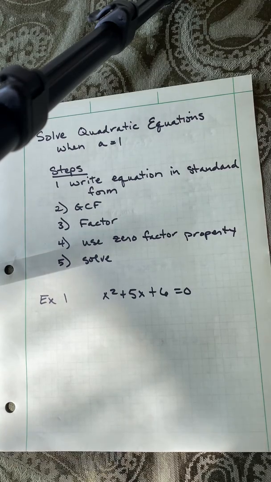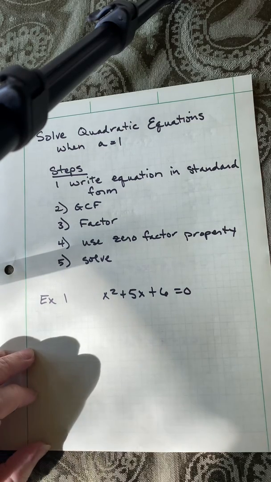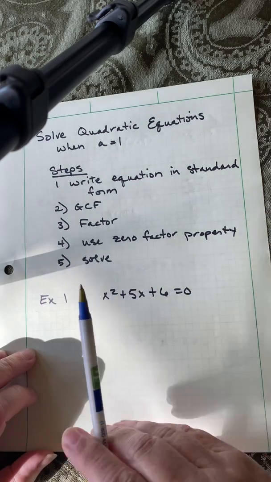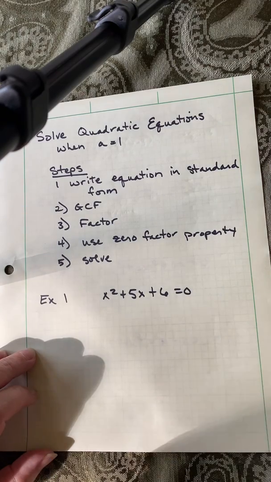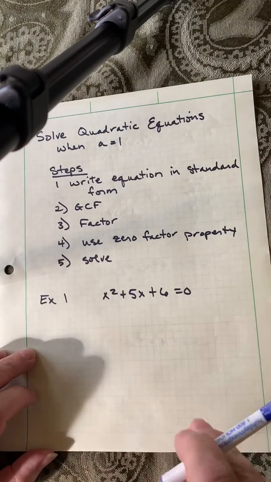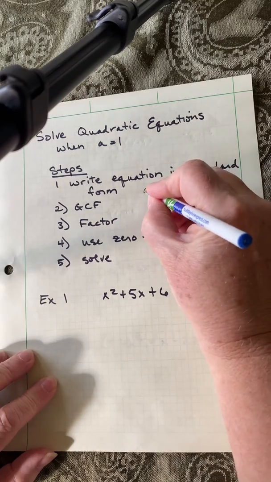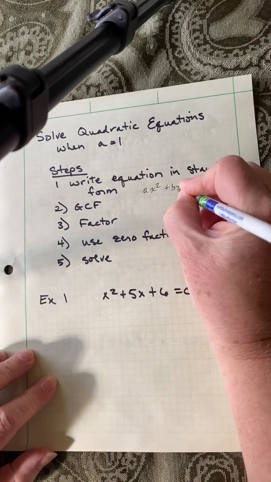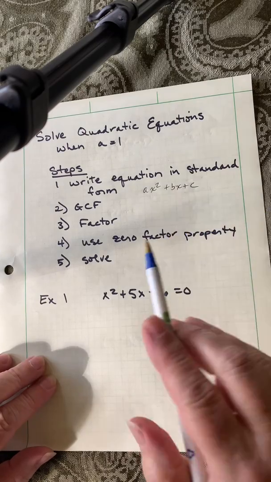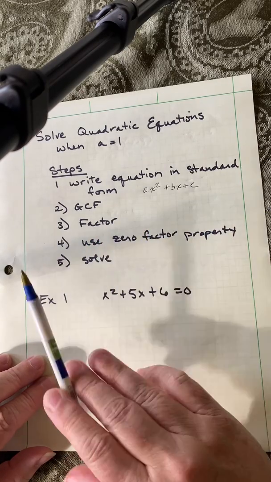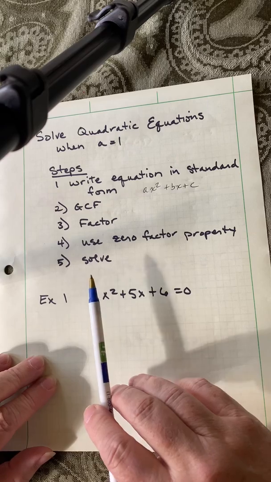Okay, so now we're going to solve a bunch of these quadratic equations when my leading term is a 1, okay? There are some steps we need to do. First thing you should do is always write your equation in standard form, you know, the descending power on those exponents. So we're looking for that ax squared plus bx plus c. And if there's a greatest common factor, now's the time to factor it out, okay? Then we're going to factor it using the skills we learned in 1.1.